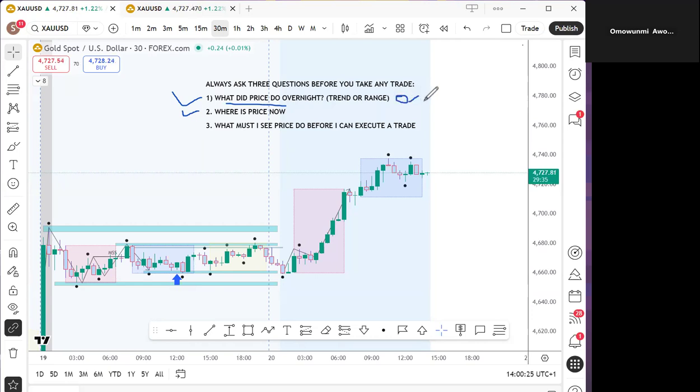You're trying to see, is price doing higher highs, higher lows? Is it ranging? Is it trending? Ranging, just going back and forth, right? So you want to determine direction of the market. So first question, what did price do overnight? Next question, where is price now? And then the very important question, what must I see price do before I take a trade?